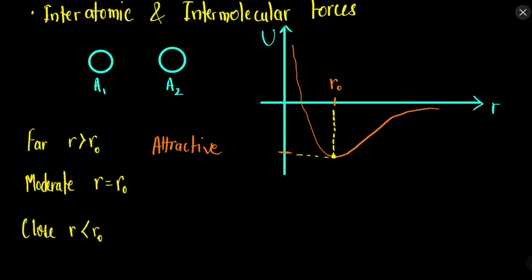When the distance is equal to r naught, at that location the force is approximately equal to 0. There is not much attraction, nor is there much repulsion. And when the distance is less than r naught, the force between the two atoms becomes repulsive in nature. That is, if you push the two atoms very close to each other, they will try to repel each other.